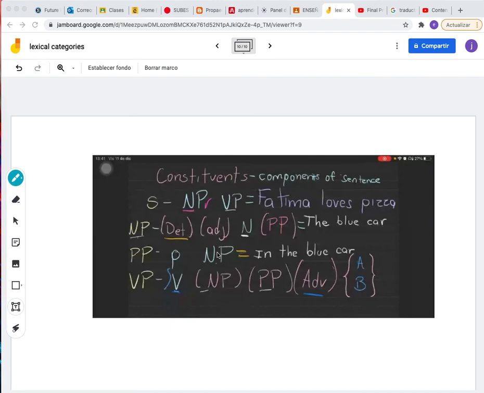Okay, so the next one is the prepositional phrase, where we can find a preposition and a noun phrase. For example, in the blue car, the preposition is in, and the noun phrase is the blue car. Okay, and the last one is the verb phrase. In this case, we can find a verb, and the other elements like a noun phrase, a prepositional phrase, and an adverb are optional.